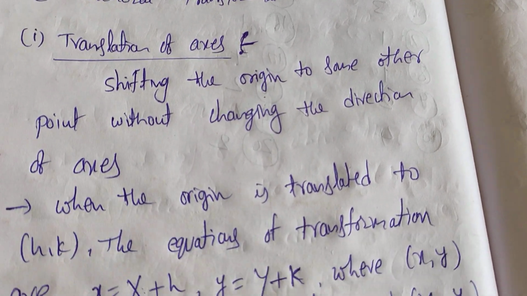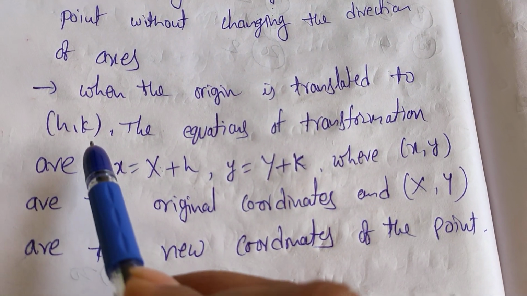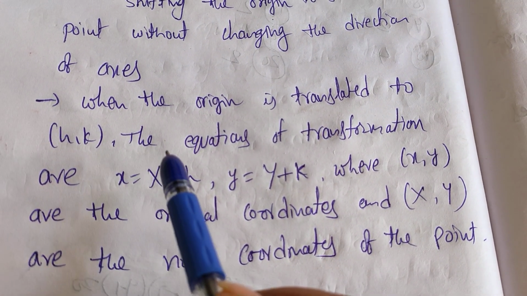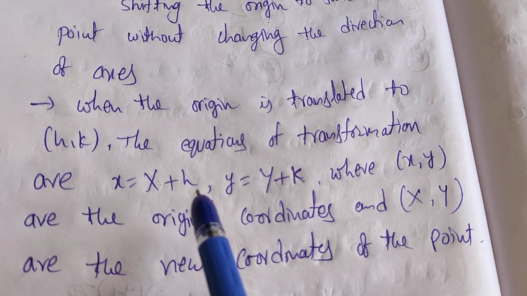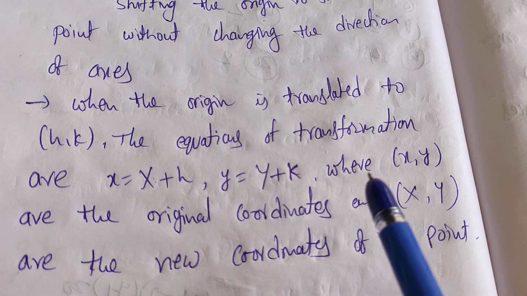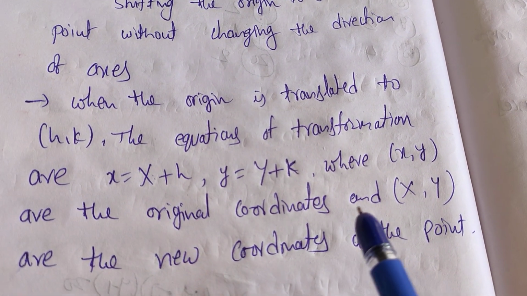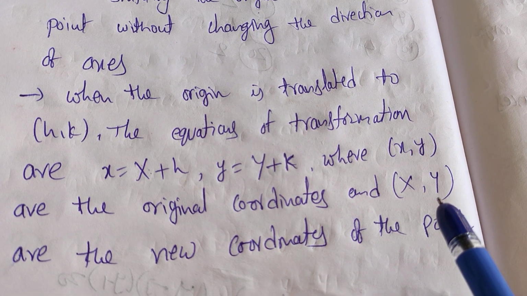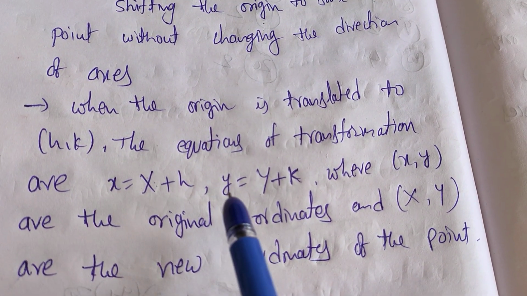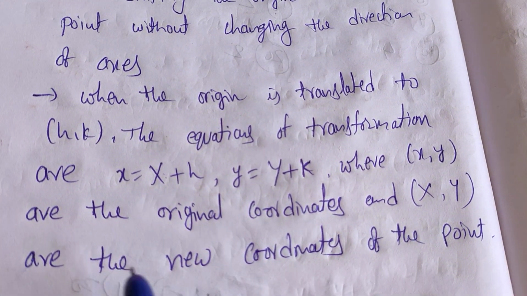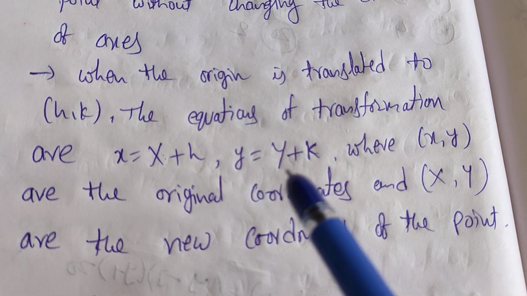Now, when the origin is translated to some point (h, k), the equations of transformation are x = X + h, y = Y + k, where (x, y) are the original coordinates and capital X, capital Y are the new coordinates of the point. Here you understand, this is capital X, capital Y, and this is small x, small y. So this proof we will see.